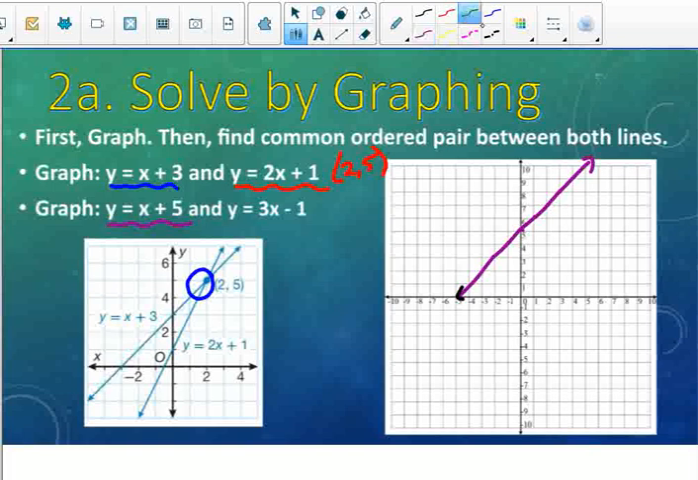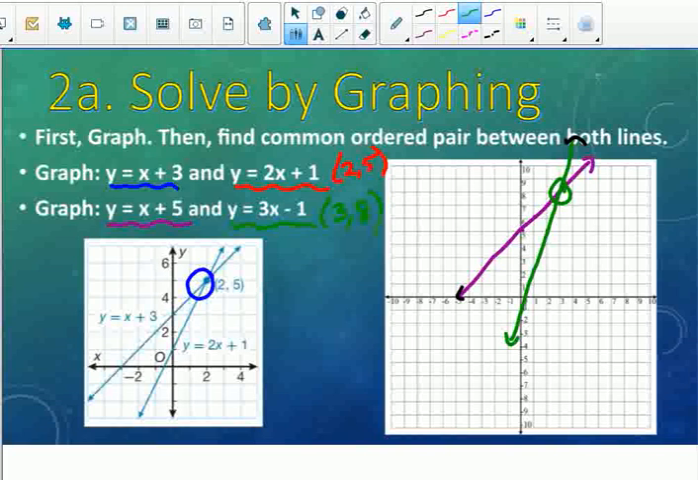Then we'll do the other line, so negative 1 here. So we have a positive slope of 3, so up 3 to the right 1, up 3 to the right 1. And you just keep going until at least you cross the line or get past the line. I can see we're already on the line. Draw my line here. Crosses here. So that would be 3 and 8. So that would be our solution, 3, 8.